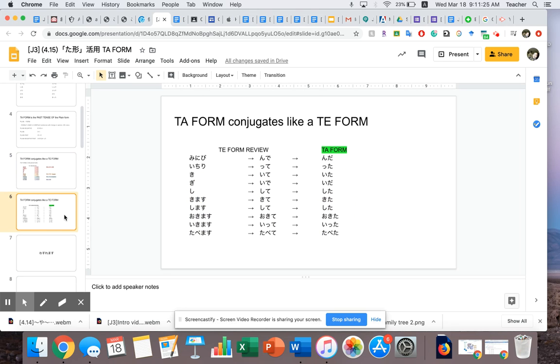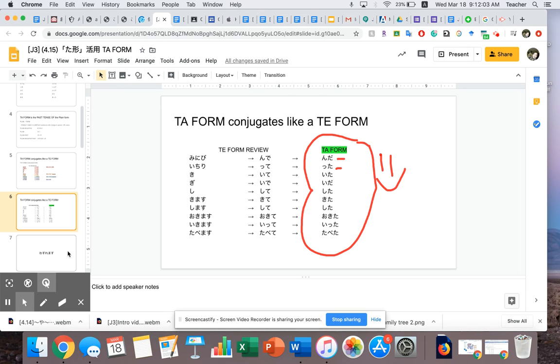Now, why is this important? Because ta form, again, conjugates just like the te forms. And if you notice right here, ta form ending is just like the te forms, but the ending is what? The ending is da, ta, right? So it's unda, smatsuna ta, ita, ida, shita, kita, shita. 起きた、行った、食べたね. So it's exactly the same thing, but with a た at the end, or a だ at the end.